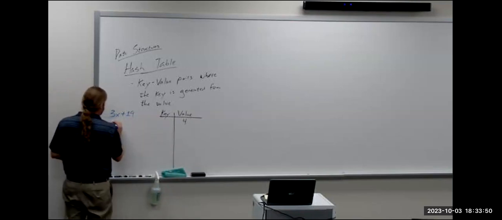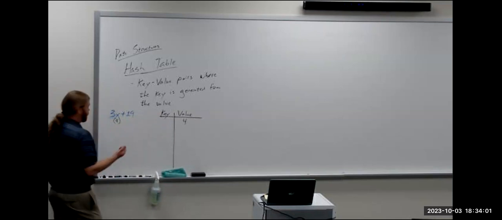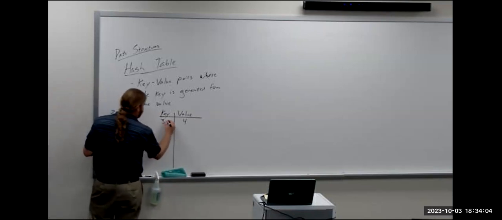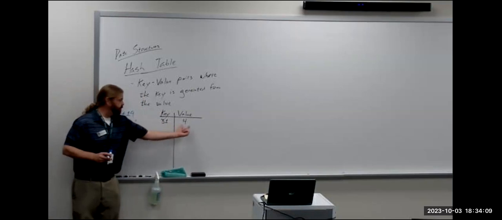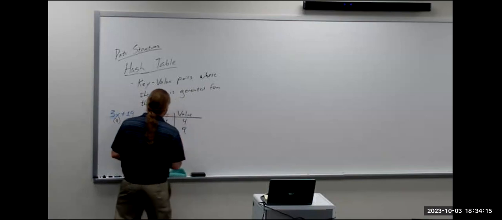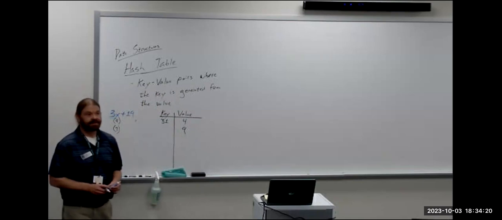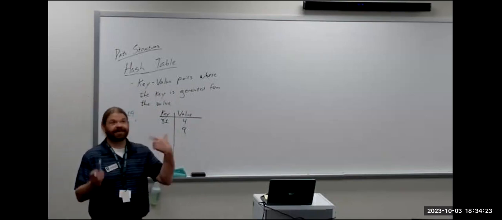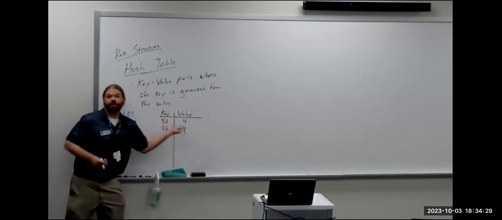We want to store 4. So then 3 times 4 is 12, plus 19 would give us 31. So that gives us a key of 31, and the key 31 is stored with 4. And we need a 9 after that, so we plug a 9 in. 3 times 9 is 27, plus 19 is 46. So our key is pulled from an algorithm this way.